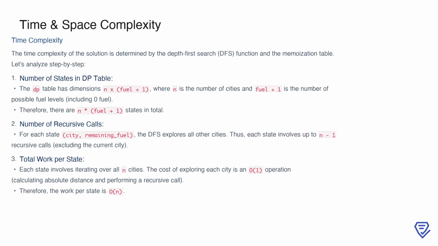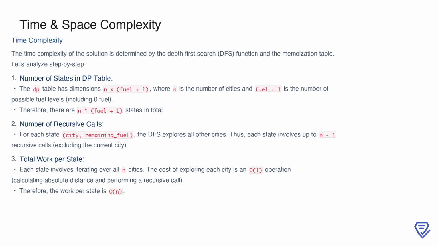The time complexity of our solution is primarily influenced by the DFS function and the memoization table. To break it down, consider the number of states in the DP table. The table has dimensions n x (fuel + 1), where n is the number of cities and fuel + 1 represents all possible fuel levels, including 0. This gives us a total of n * (fuel + 1) states.